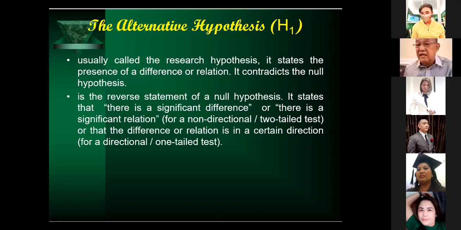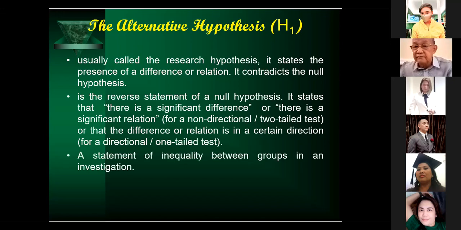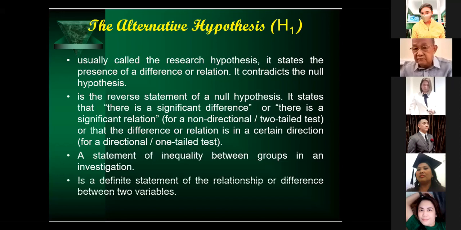It states that there is a significant difference, there is a significant relationship, or that the difference or relationship is in a certain direction. It could be one-tailed negative, or it could be one-tailed positive. I'll give you an example later on. Always, it is a statement of inequality between groups in an investigation. And the alternative hypothesis is a definite statement of relationship or difference between the two variables.